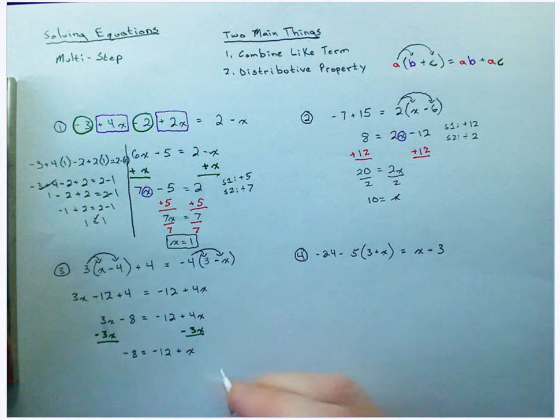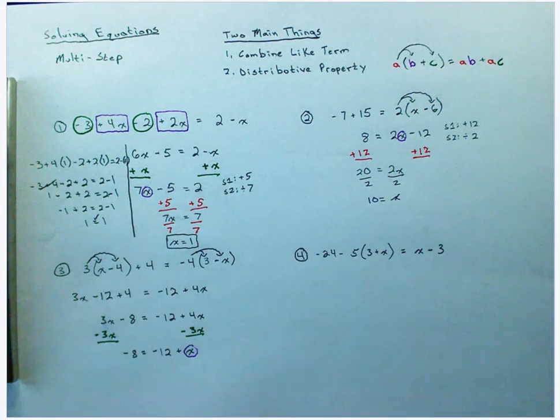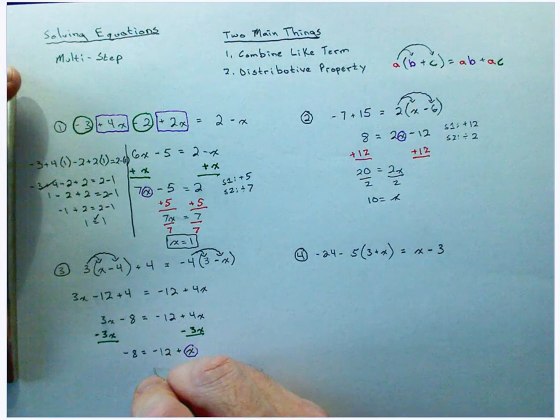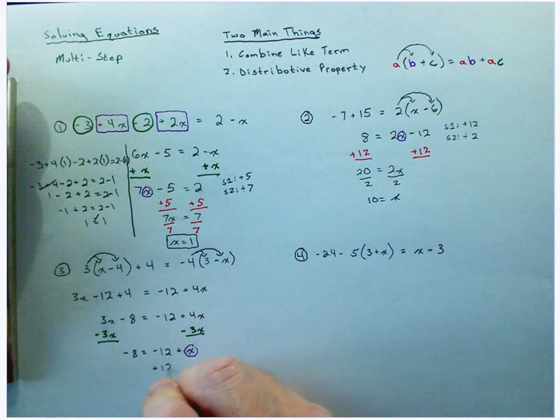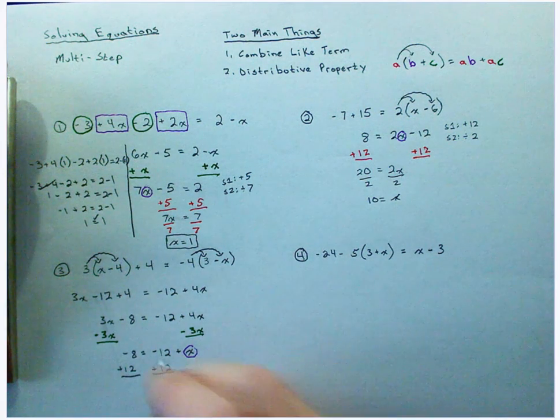Now I'm at a one-step equation. I need to get x by itself. There's a negative 12 with it, so the opposite of a negative 12 is a positive 12. This will make 0. Did that to one side, I got to do it to another, and then I'm left with 4 equals x.